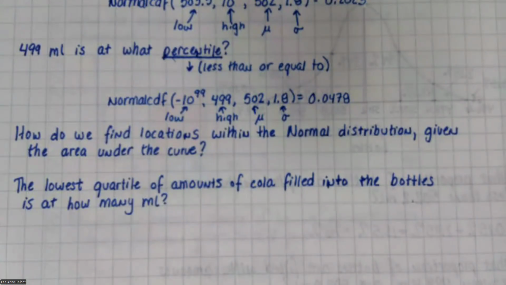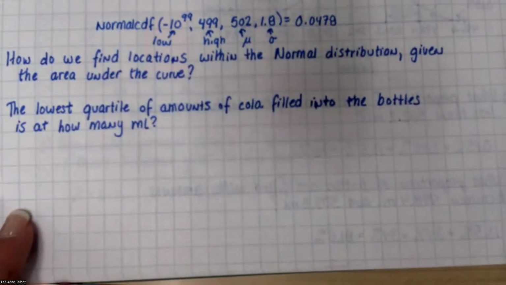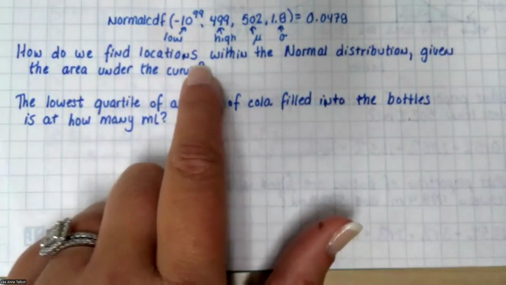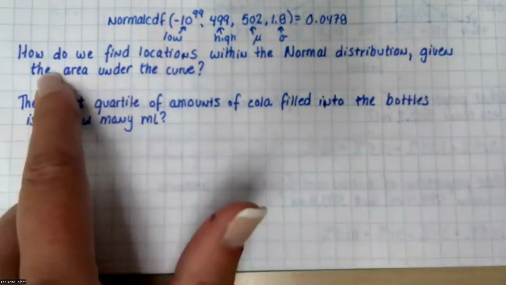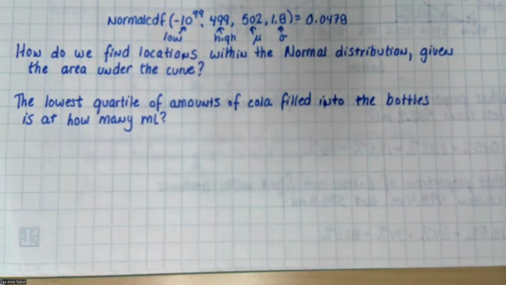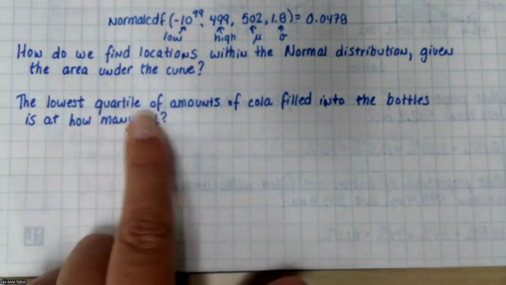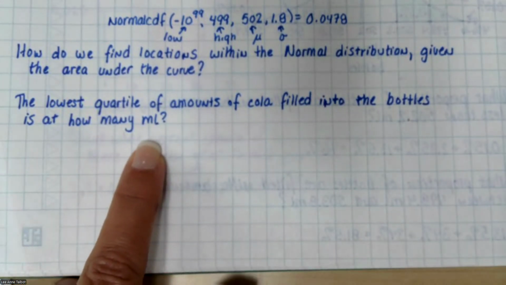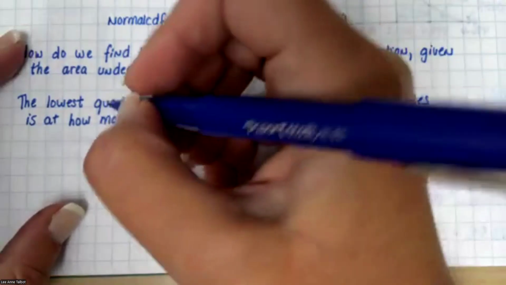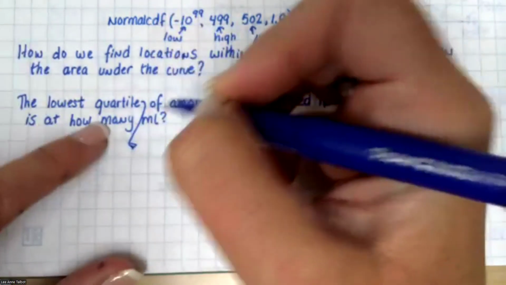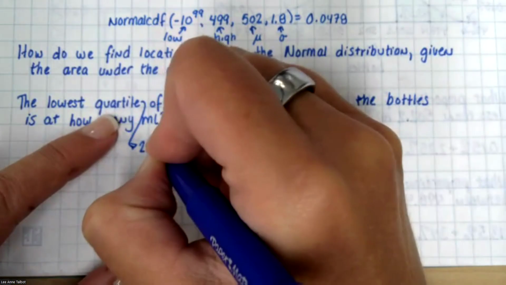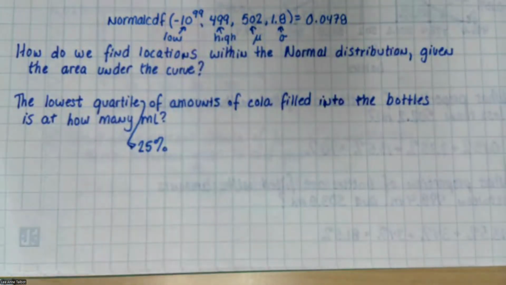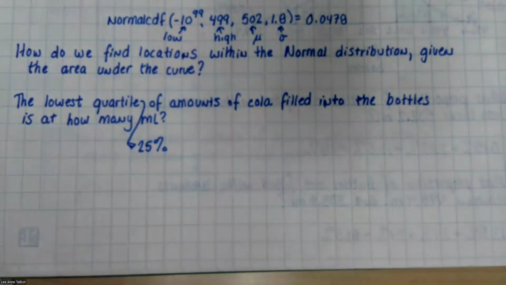Okay, now we're going to go backwards. How do we find locations within the normal distribution given the area under the curve? Okay, the lowest quartile of amounts of cola filled into the bottles is at how many milliliters? I kind of threw a challenging one out here, but if you could take this word and change it to a percent, it will be helpful.